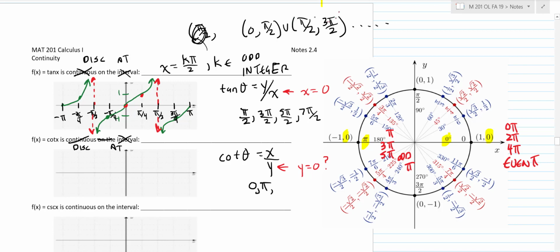Okay, so what happens on this one, we're just going to write a formula. So this would be at even pi, and odd pi too. So you would have 0 pi, 2 pi, 3 pi, and so forth like that. So on this one, you would just say the cotangent is discontinuous at x equals k pi, and then you would say k is an integer.